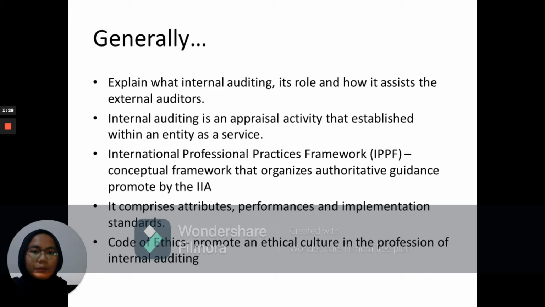We also know about the IPPF, the International Professional Practices Framework, a conceptual framework that organizes authoritative guidance promoted by the IIA, the Institute of Internal Auditors. It comprises attribute, performance, and implementation standards. We also learned about the Code of Ethics to promote an ethical culture in the profession of internal auditing. There are four principles of the Code of Ethics, which are integrity, confidentiality, objectivity, and competency.